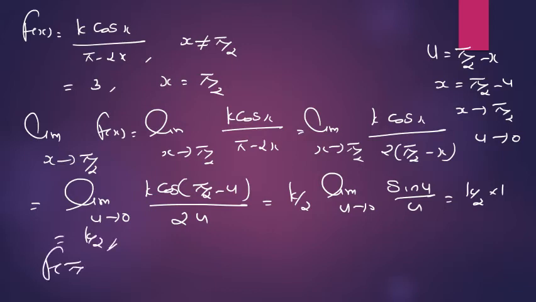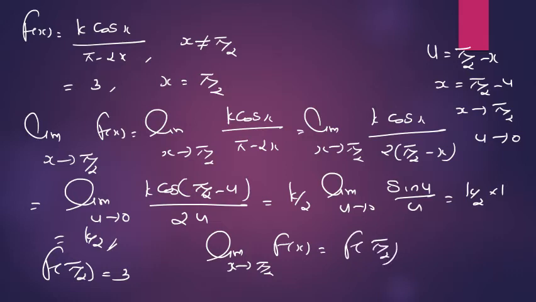What is f of pi by 2? F of pi by 2 is 3. Since the function is continuous, what can we say? Limit x tends to pi by 2, f of x is equal to what? F of pi by 2. Therefore k by 2 is equal to 3, which implies k is equal to 6.